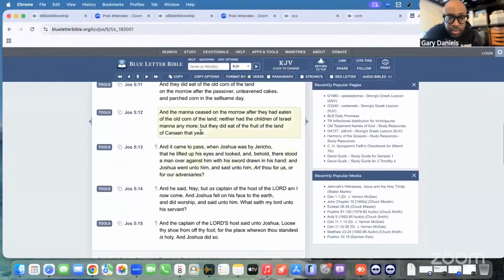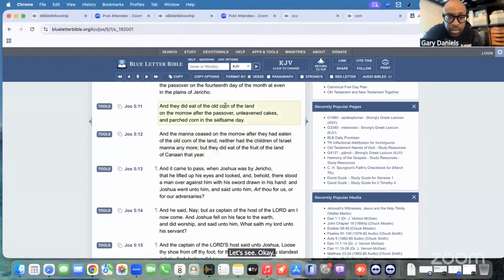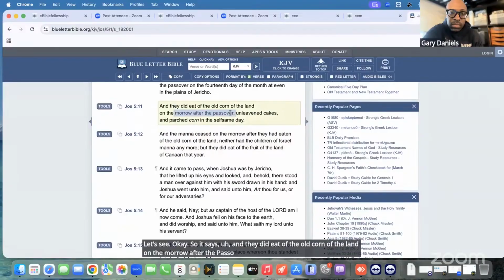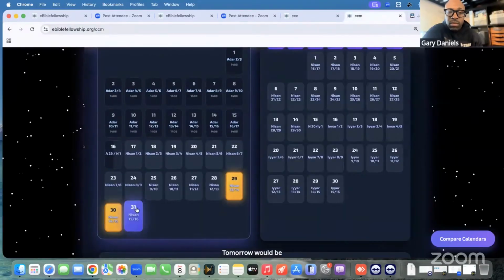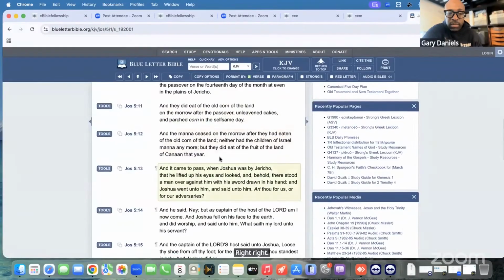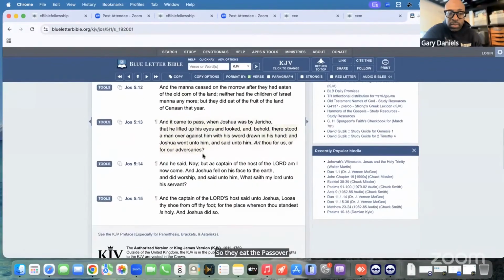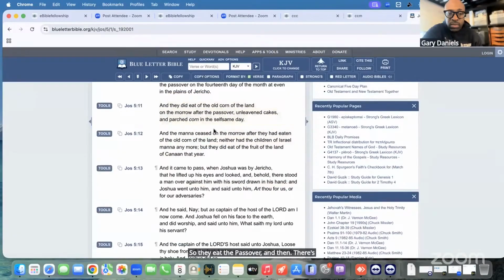Let's see. Okay. So it says, and they did eat of the old corn of the land on the morrow after the Passover. So if the Passover is the 14th, that means they ate of the old corn of the land on the 15th. Unleavened cakes and parched corn in the self same day. So that's interesting because the morrow would be part of this day, but it would be March 31st, right here, part of this day. Right. So they eat the Passover, and then there's no indication.